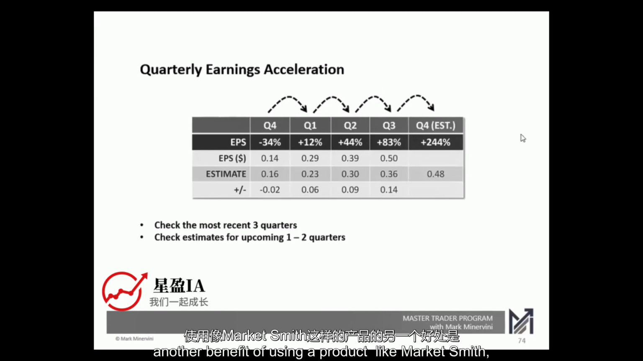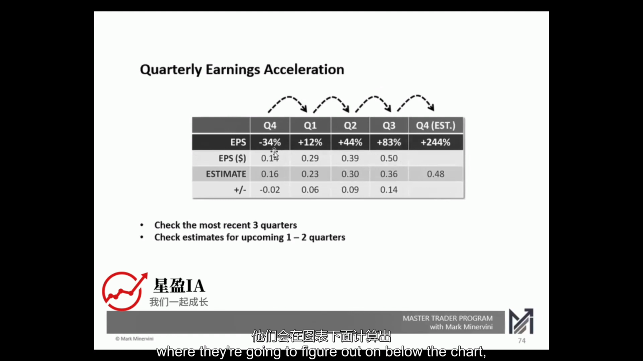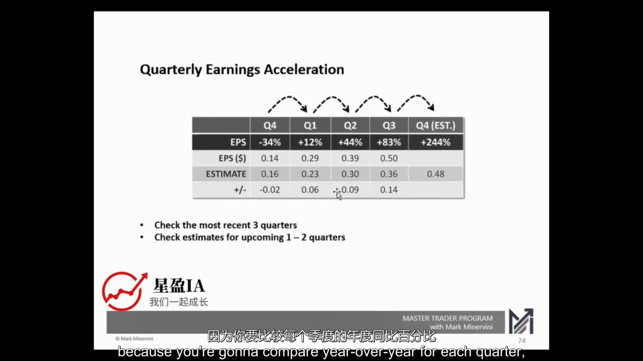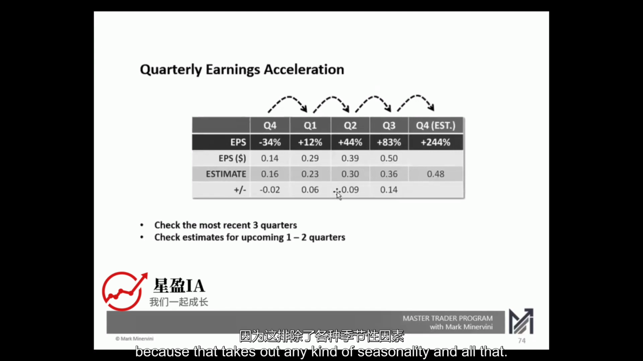And again, another benefit of using a product like MarketSmith is that below the chart you're going to see 4 quarters. We're going to get into looking at MarketSmith charts later, but you're going to get the 4 quarters, and they're already going to show the year-over-year percentages, because you compare year-over-year for each quarter. That takes out any kind of seasonality, and you're comparing apples to apples.